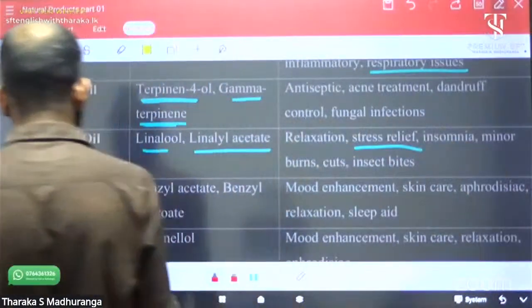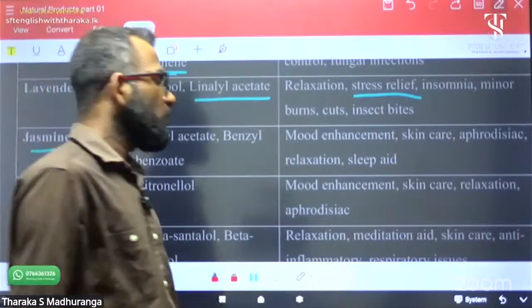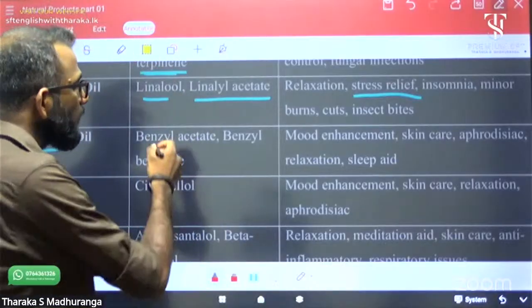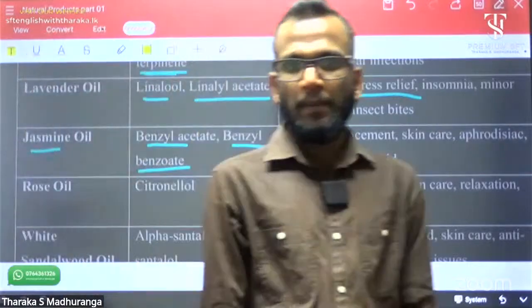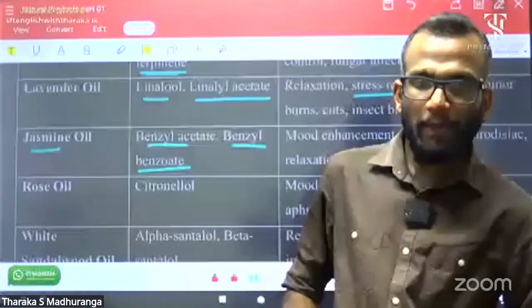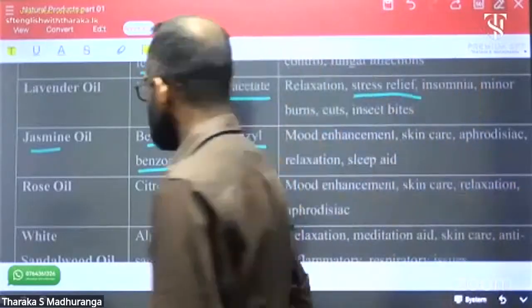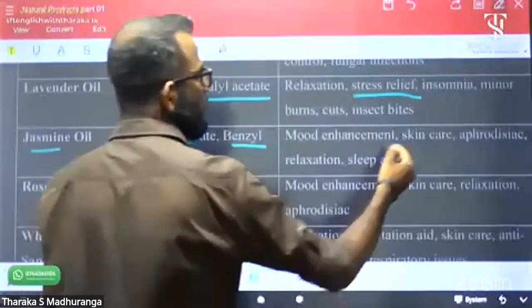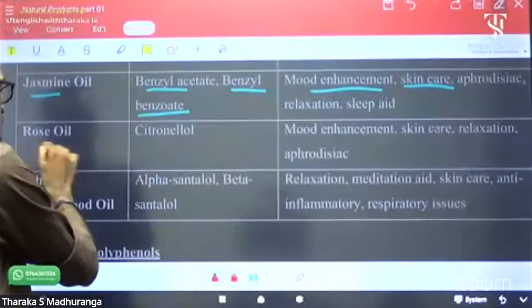Okay, jasmine, one picture. Jasmine: benzyl acetate and benzyl benzoate. Benzyl acetate and benzyl benzoate. That's also for skincare and mood enhancement. That's a specific smell.